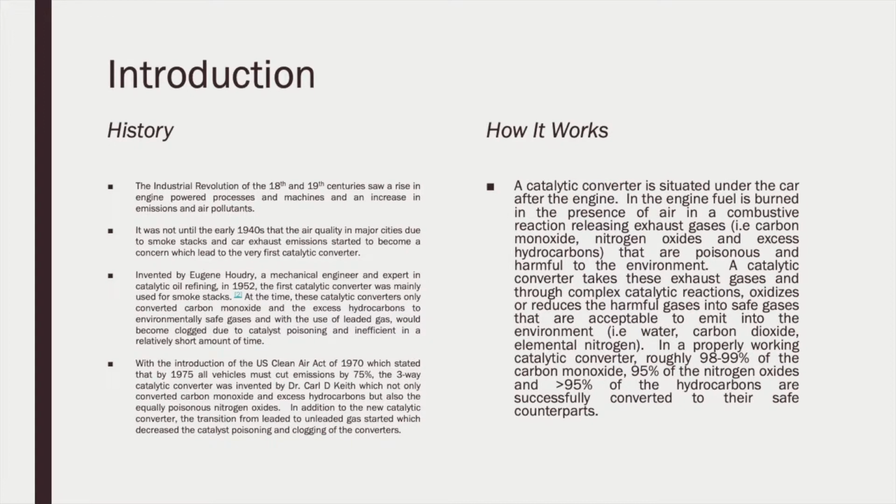So, how the catalytic converter works. The catalytic converter takes exhaust gas emitted from the vehicle and through complex catalytic reactions oxidizes and reduces the pollutants to other forms. For example, the main reaction, carbon monoxide to carbon dioxide, of which the converter does a 99% conversion.